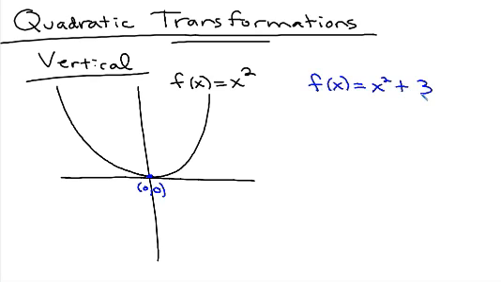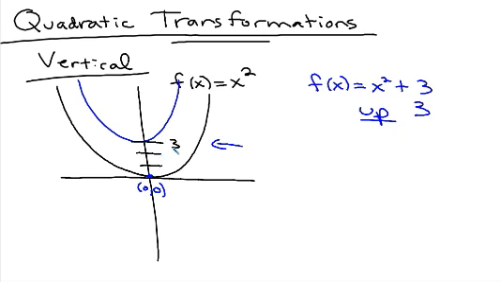So what did we do to the original function? We just tacked on a plus 3. If you see that, then this graph right here goes up 3. The vertex goes up 3 units. Up 1, 2, 3. Pretty simple, right?